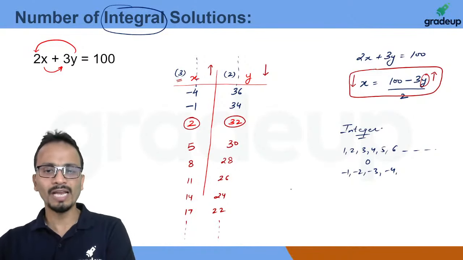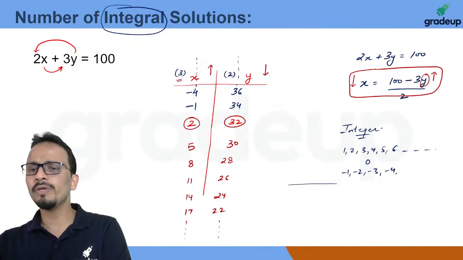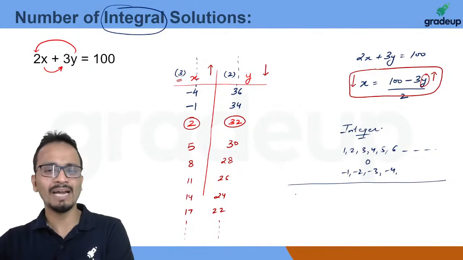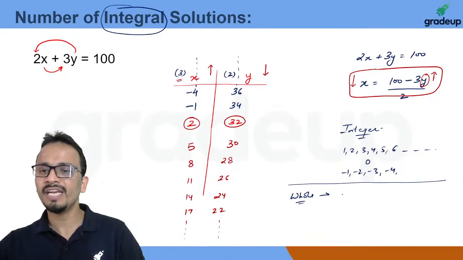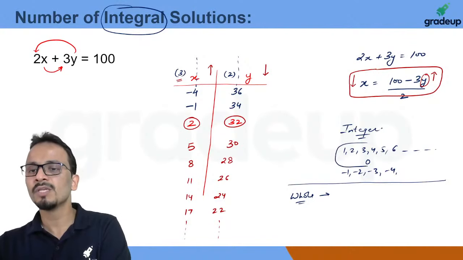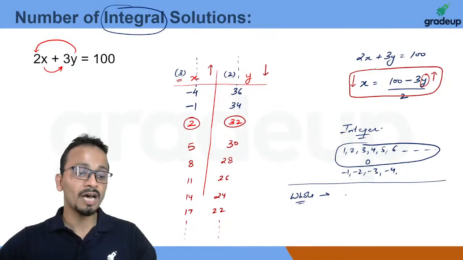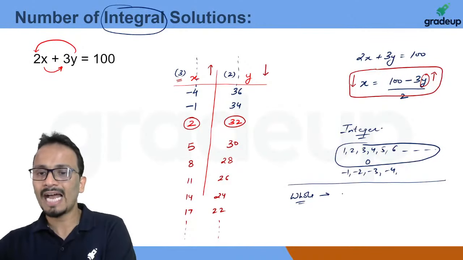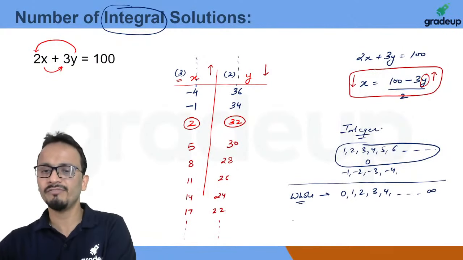Okay, so before I go to the number of natural number solutions and whole number solutions, I'll help you understand what is a natural number and what is a whole number. Whole numbers are basically non-negative integers. Just remove the negative integers. So whole numbers are the set of all integers which are not negative. That means they start from 0, 1, 2, 3, 4, and so on up till infinity.